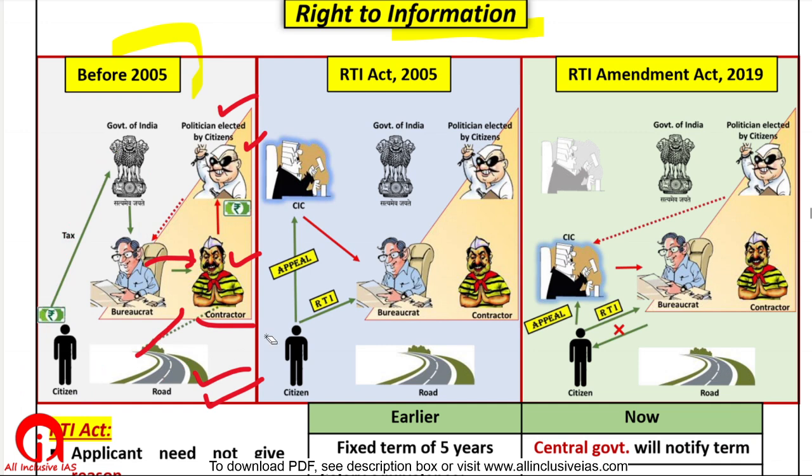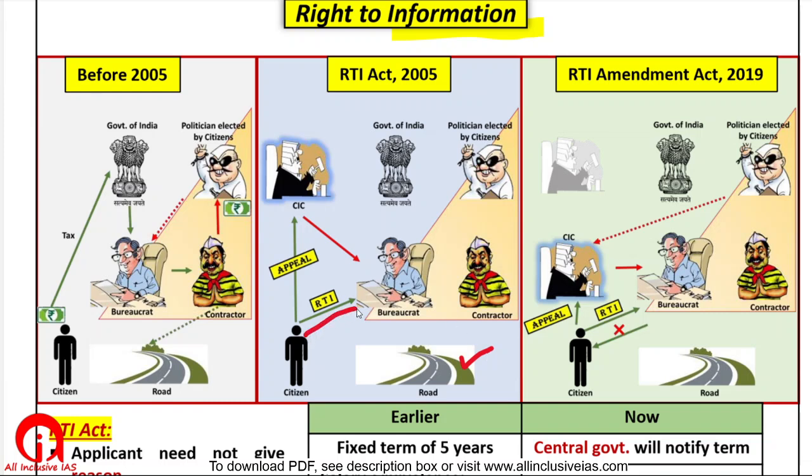Now what RTI did was, through RTI you can get this road tested, and find out what kind of material was used in this road, when was this road made, was it made only on the papers or is there physically also a road. So by asking such simple questions you can actually expose corruption, right?